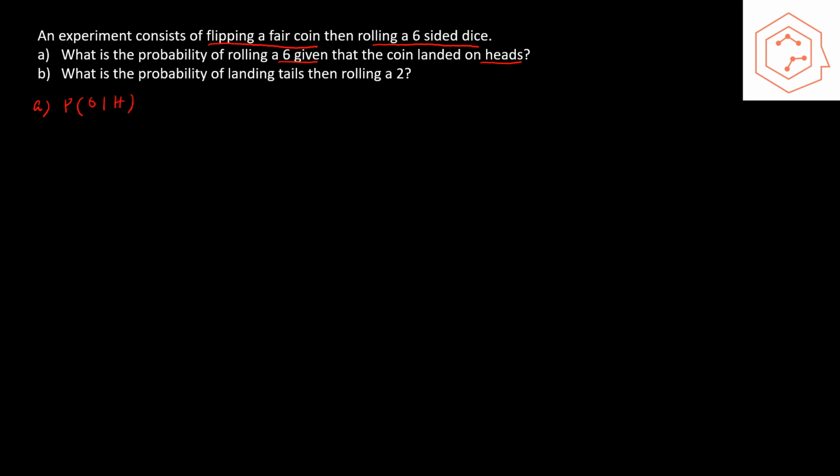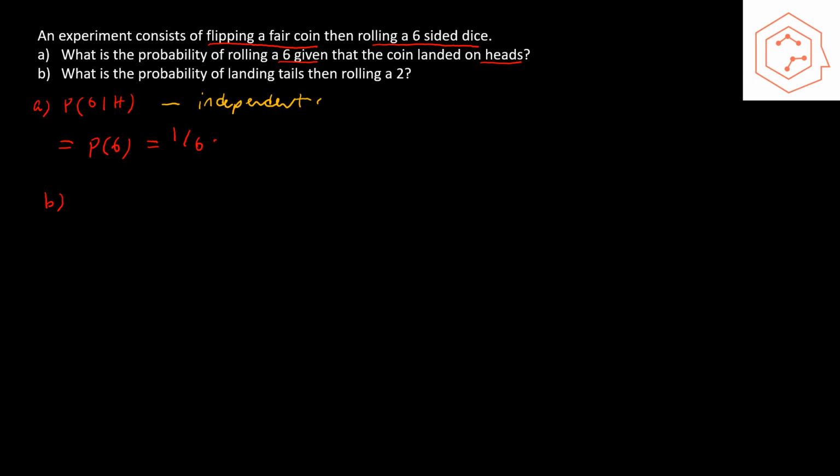If we think about this, we're tossing a coin and then we're rolling a dice. So the two events are independent. They're not connected to each other whatsoever. So then the probability of getting a 6, given that we already landed on heads, is the same thing as getting a 6 in the first place, which is equal to a 1 out of 6 chance.